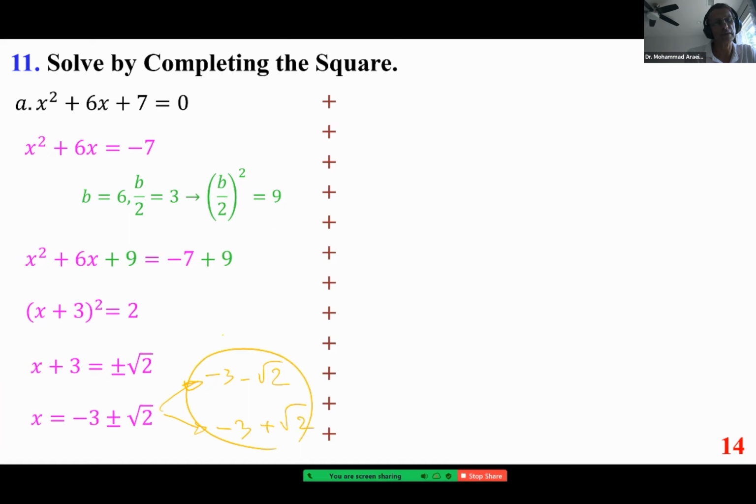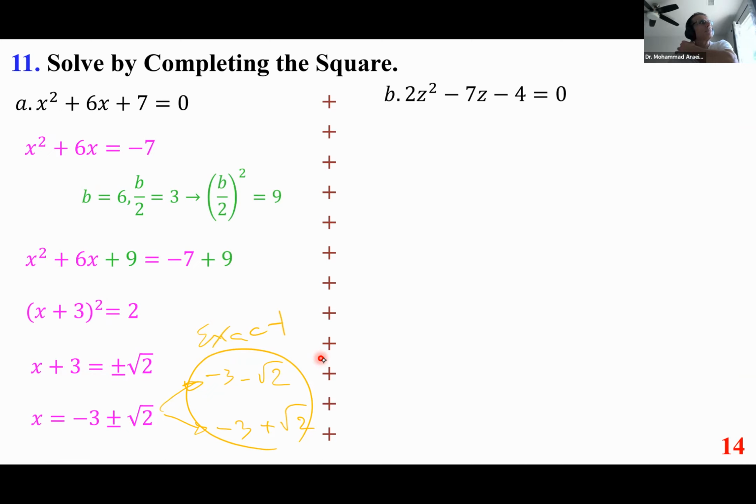And both of them are exact. If you want an approximation, you can use a calculator. Square root of 2 is about 1.41, and then you can come up with an approximation. But this is an exact answer. You probably want to keep it as such.